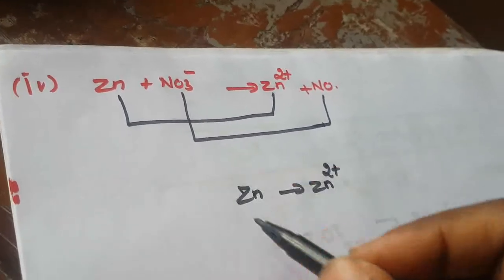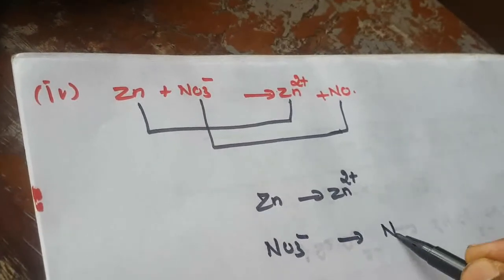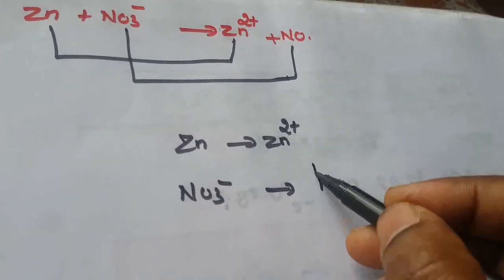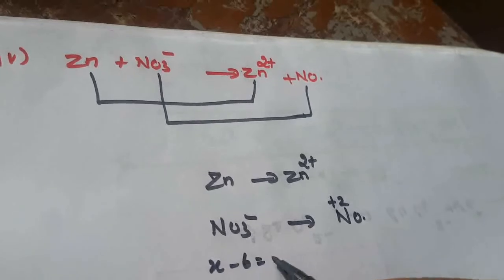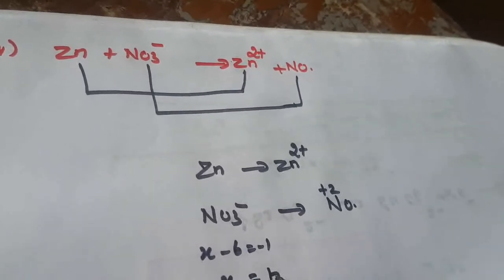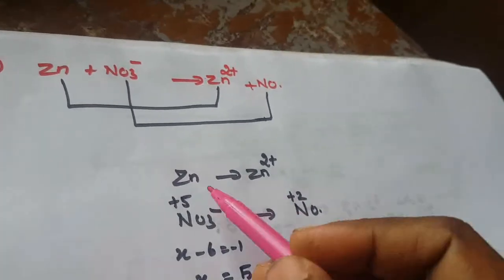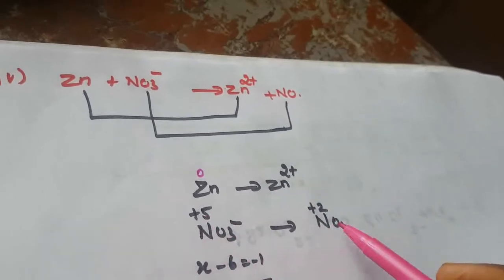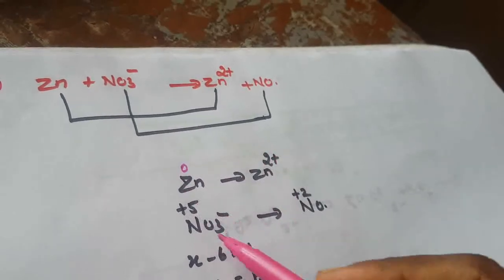So next, the second equation, NO3- gives NO. What is the oxidation state? Oxidation state of nitrogen here is: x minus 6 equal to -1, x is equal to +5, right? That is +5. In NO, oxygen is -2, so that is +2. Okay, so this is the electron change. Here 0 is oxidised to +2, here +5 is reduced to +2. So one is oxidation, another one is reduction.